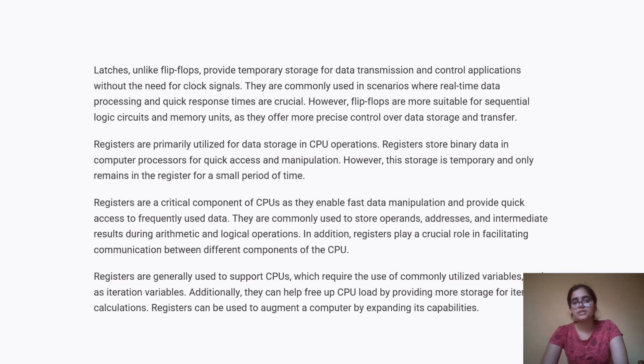data storage and transfer. Registers are generally used in support of the CPU, which requires the use of commonly used variables such as iteration variables. Additionally, they can help free up CPU load by providing more storage for iterative calculations. Registers can be used to augment a computer by expanding its capabilities.